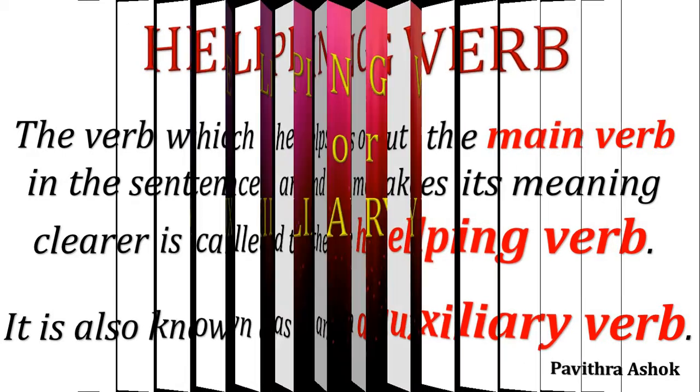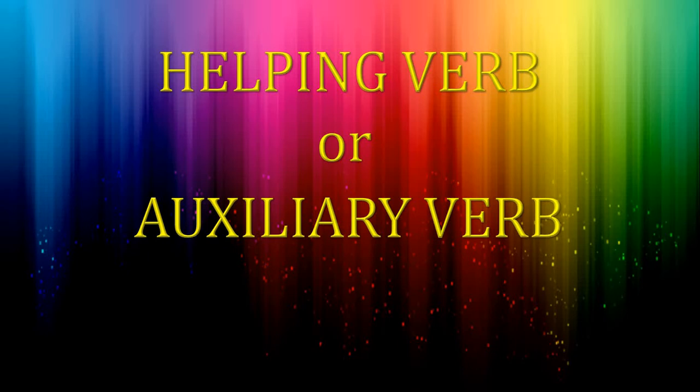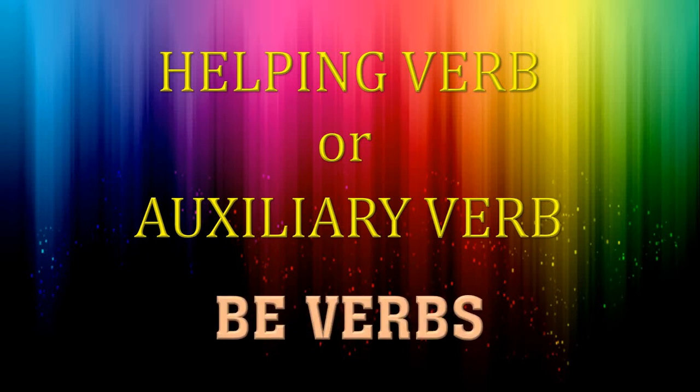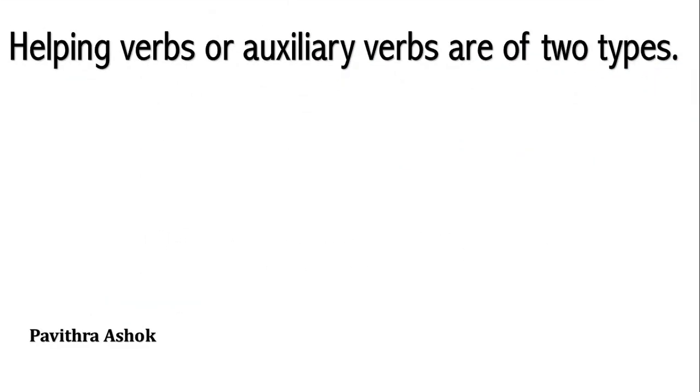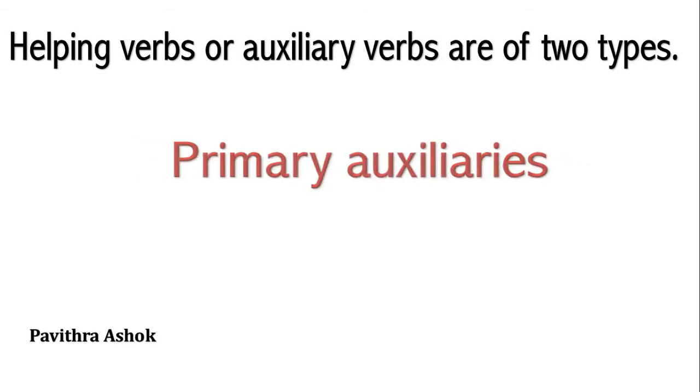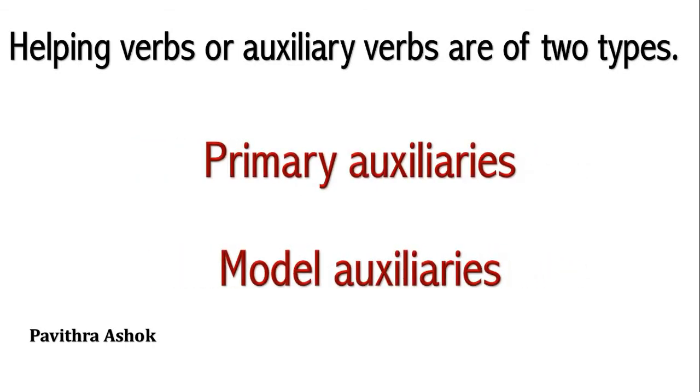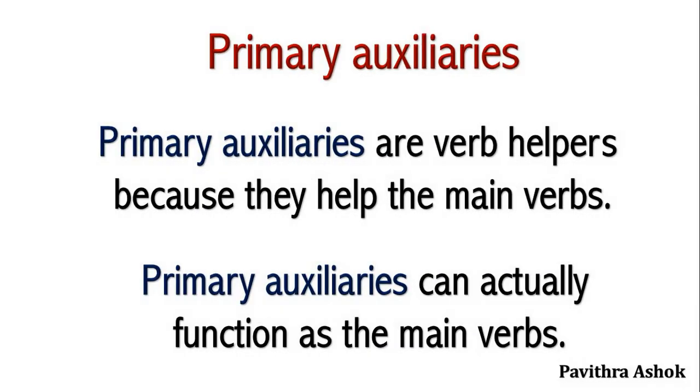Students, in this session, we'll understand about the first type of helping or auxiliary verb, that is, be verbs. As I have already told you, helping verb helps the main verb in a sentence. Helping verbs or auxiliary verbs are of two types: primary auxiliaries and modal auxiliaries. Primary auxiliaries are verb helpers because they help the main verbs. Primary auxiliaries can actually function as the main verbs. You will understand the meaning of these sentences in the end of this session.